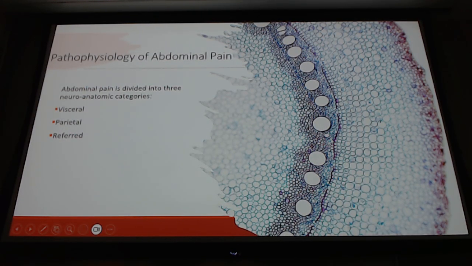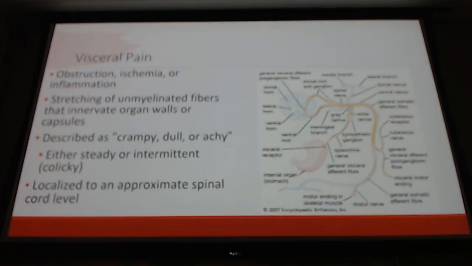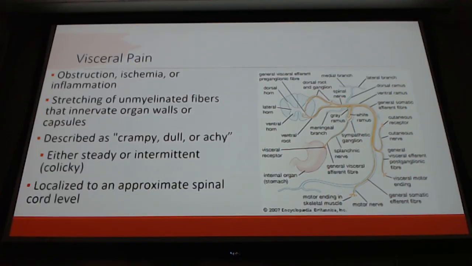So, the 3 neuroanatomic groups: visceral, parietal, and referred pain. Right here, visceral. Obstruction, ischemia, or inflammation are going to be the cause of that. Visceral is brought on by those 3 major processes: obstruction, ischemia, and inflammation. So, there's this stretching of unmyelinated fibers in the walls and capsules of organs. These are typically hollow organs, so they have a lumen. It's usually described not great, so crampy, dull, vague, or achy. It can come and go or can be constant.